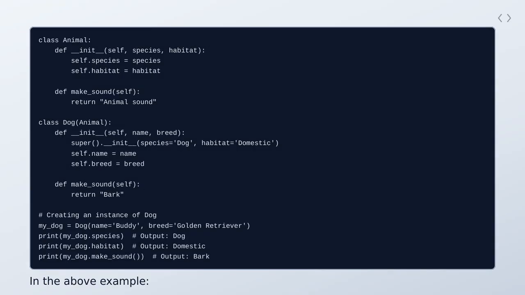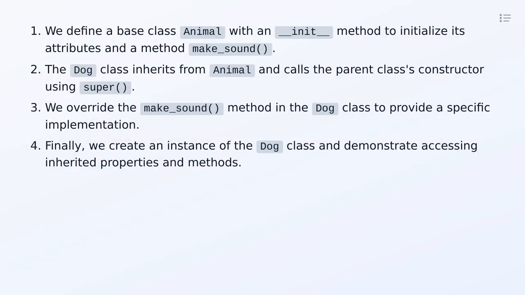In the above example, first, we define a base class animal with an __init__ method to initialize its attributes and a method make_sound. Next, the dog class inherits from animal and calls the parent class's constructor using super. Then we override the make_sound method in the dog class to provide a specific implementation. Finally, we create an instance of the dog class and demonstrate accessing inherited properties and methods.